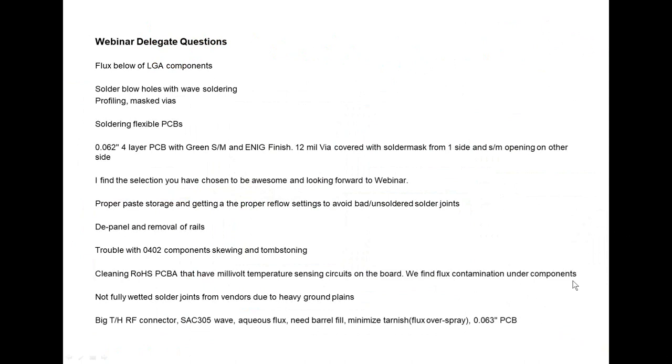Non-wetting or incomplete wetting of boards with heavy ground planes. Well, look at modifying the method of interconnection between the inner layer and the ground plane. Decrease the amount of copper making contact. Increase the hole or the separation between the pad inside the board and the earth plane. Those things will decrease the heat loss during the soldering operation.